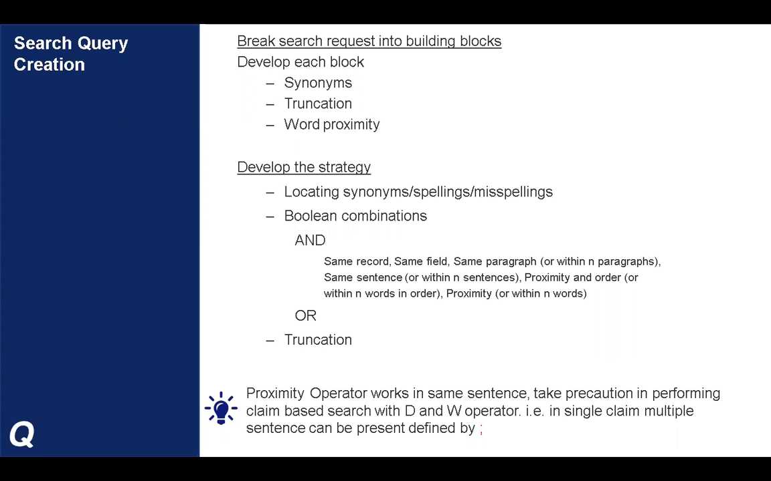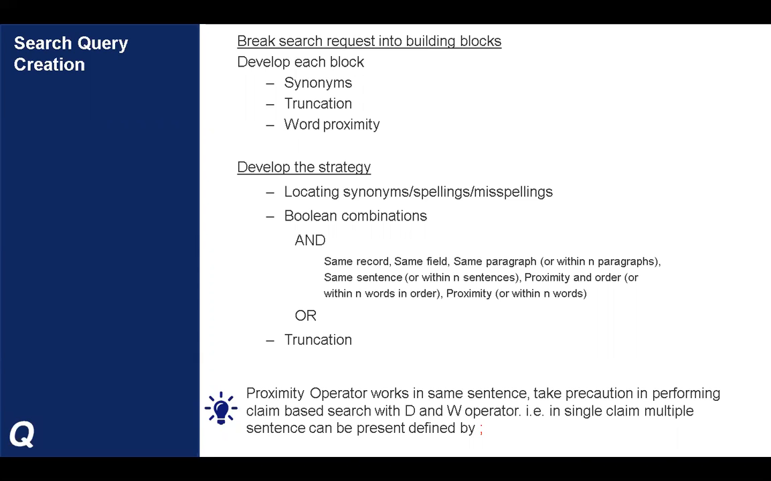So one block will be limited to mobile only. The second block will be limited to my screen only. You can use various truncation and word proximity to define your search strategy. You can develop a search strategy, look for synonyms, spelling, misspelling, and use various operators which we have previously discussed.